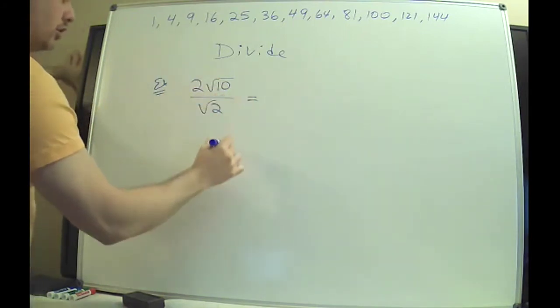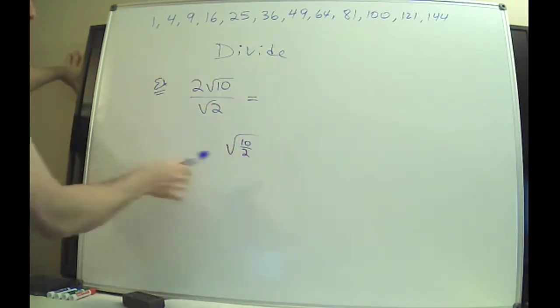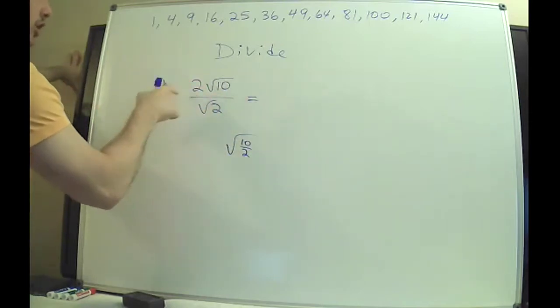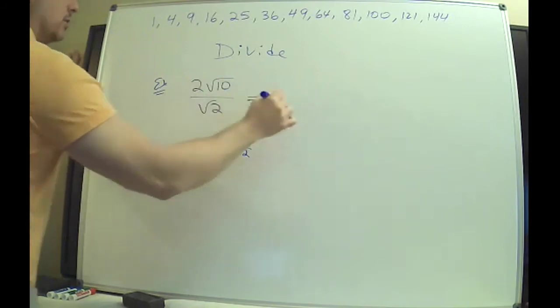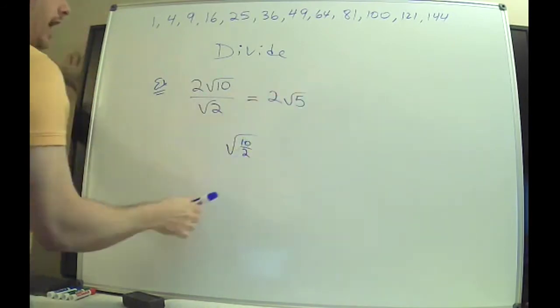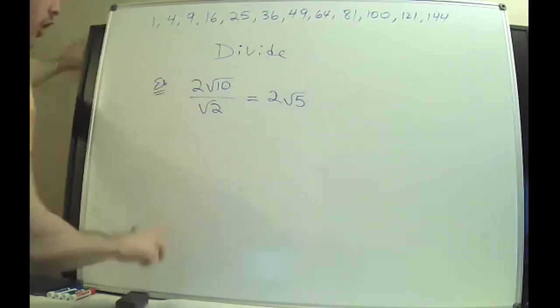So you're literally just doing this. Radical 10 divided by 2, which is radical 5. Now the 2 has to stay there. And then radical 10 divided by radical 2 is radical 5, right? Because 10 divided by 2 is 5. In the jail.